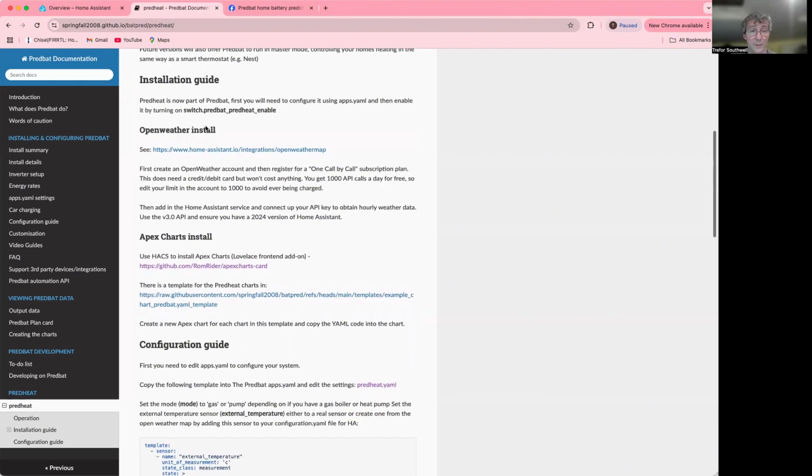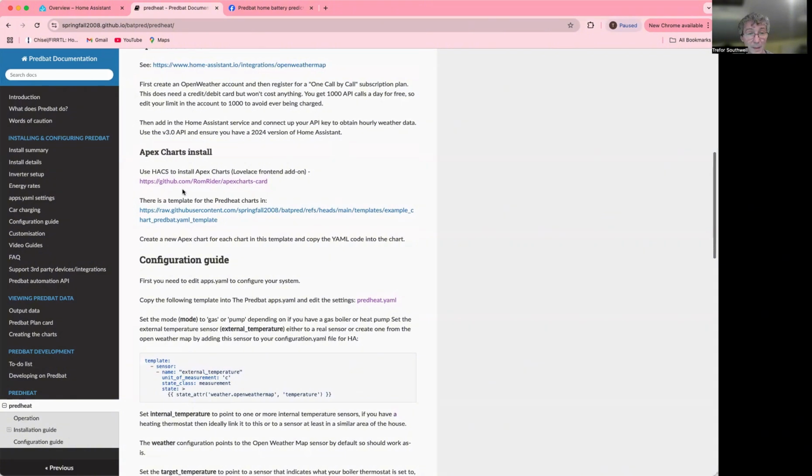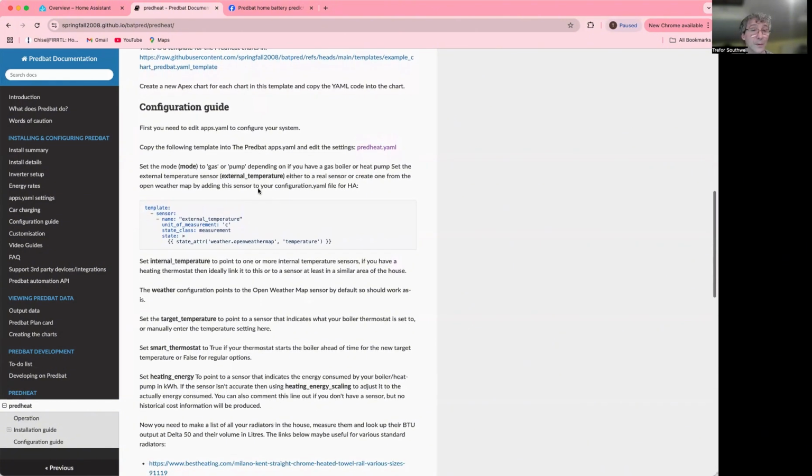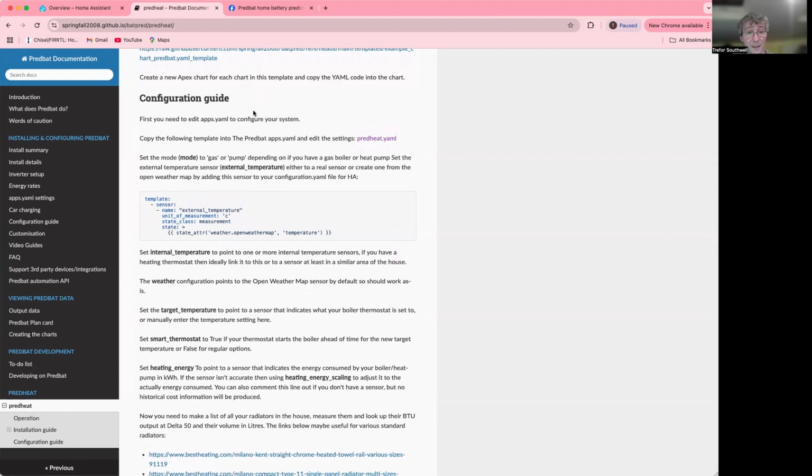So you also need to use the OpenWeather installation of Home Assistant, where you can create a free account, but you do need a credit or debit card to actually create it. And you get 1,000 API calls per day for free, which is way more than you're ever going to need. And just set the limit to 1,000 in case something went crazy. Then set up in Home Assistant, and now you'll be able to get predictions of the weather. Apex charts you already have, because you've got Predbat. And then there's a configuration guide here as to how to set it up.